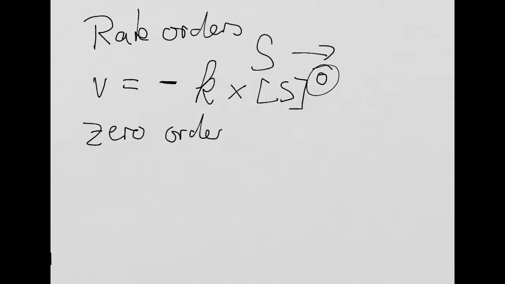And instead of S to the power of 0, I can write 1 basically, because everything to the power of 0 is 1. So I can write V equals minus K. Okay? So the rate of this reaction would be a constant.